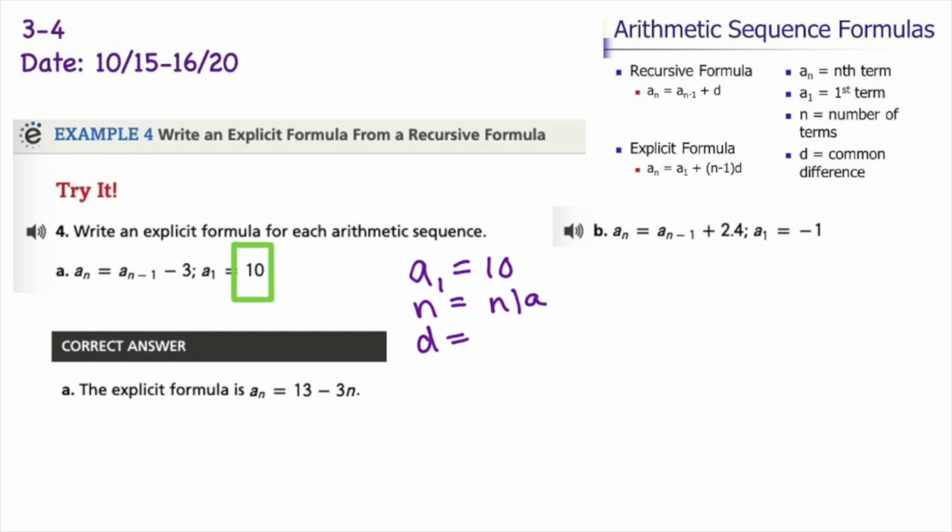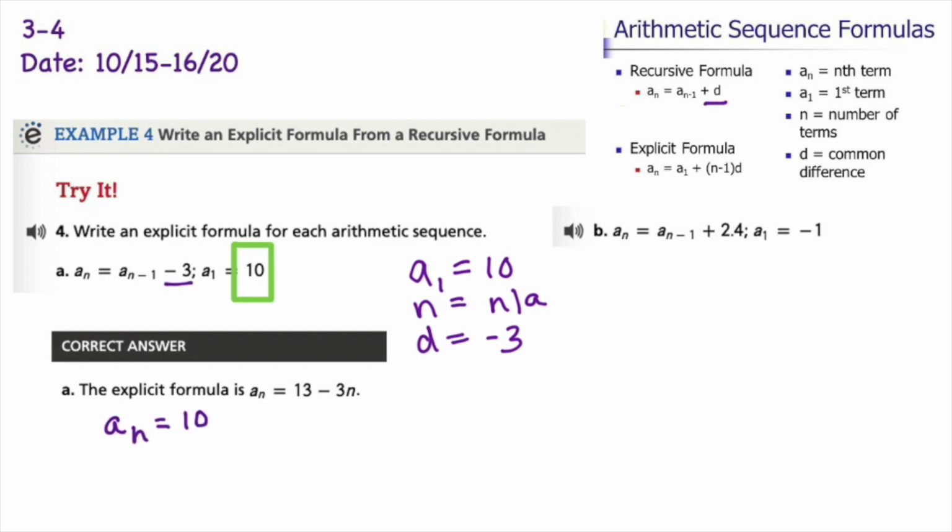So if you remember from the recursive formula right here, d is the number that's at the end right here, but it's plus d. So if that was negative 3, what would our common difference be? It actually would be a negative 3. In order to make that a negative from the formula, because the formula is positive, it would have to be a negative 3. So now that we have those two numbers, we can plug it in to the explicit formula and solve by distributing and get the answer.